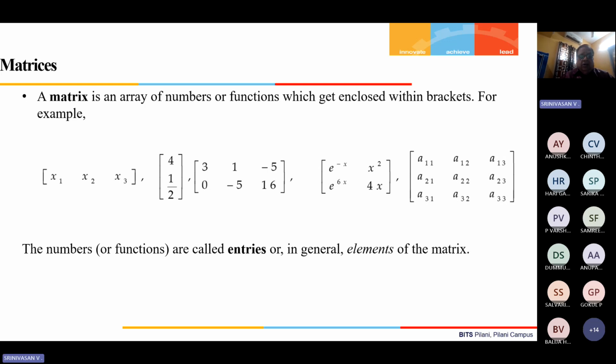Vinil Kumar, you have written that I'm not audible, but somebody says I'm audible. Am I audible or not? You are audible, sir. Good. Okay.